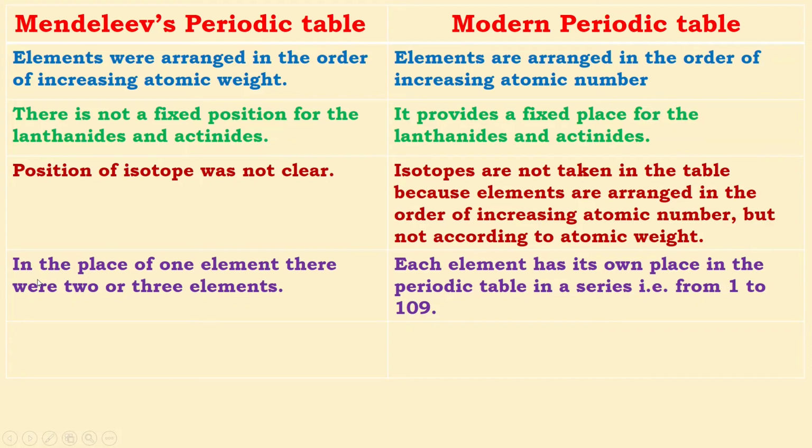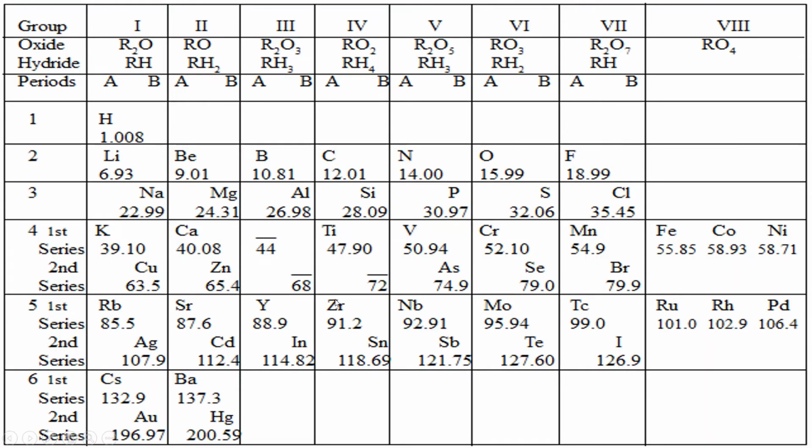Now next, in the place of one element, there were two or three elements in the Mendeleev periodic table. We can see this in the table also, but in the modern table each element has its own place in the series from 1 to 109. Nowadays the same number 109 has increased to 118. New elements are discovered. Okay, let's see them. This is the Mendeleev periodic table. And in place of one element in a box, here we have 3 elements: iron, cobalt, nickel. In the same way, here also 3 elements.